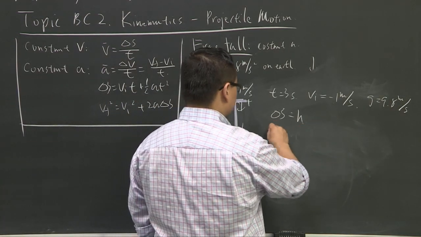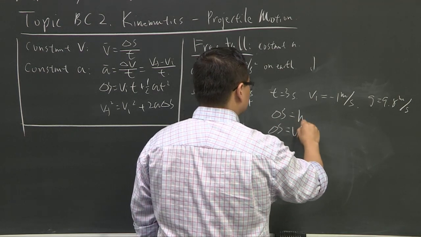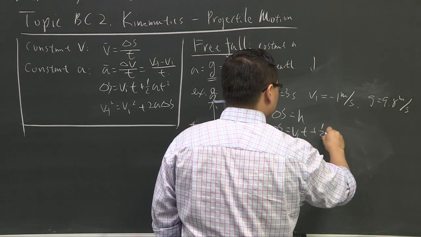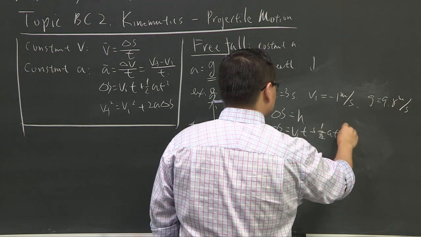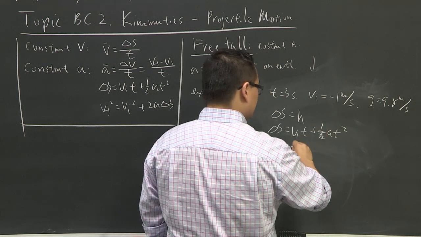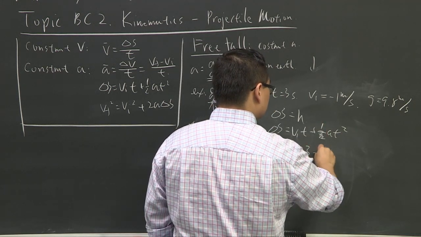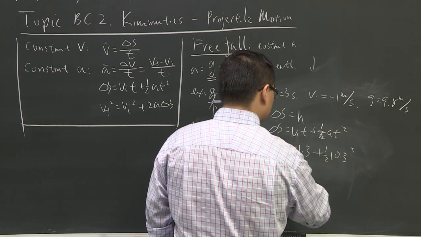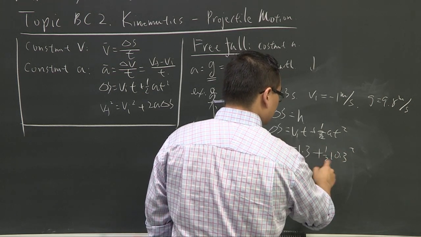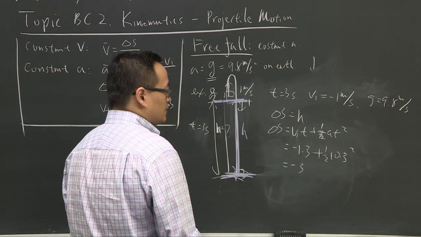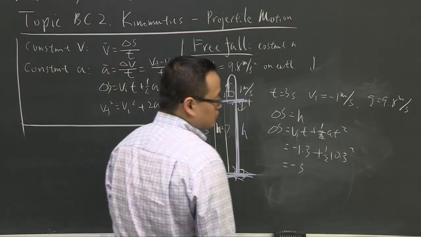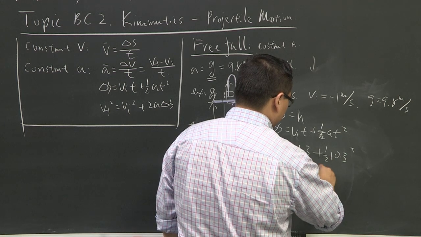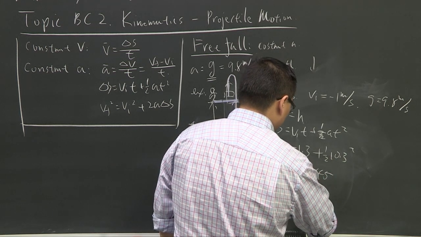So let's quickly pop it in. Displacement equals initial velocity times time plus 1/2 a t squared. Negative 1 times 3 plus 1/2 times 10 times 3 squared. Negative 3. This is 9, right? 9 times 5 is 45, minus 3, 42 meters.